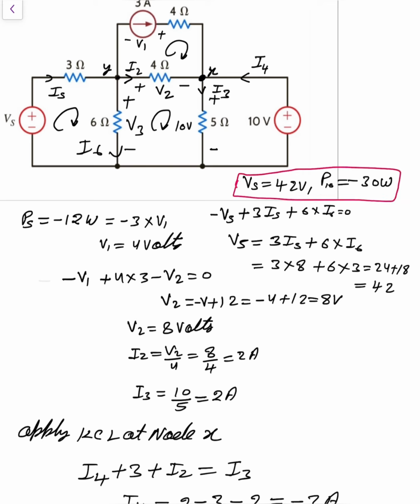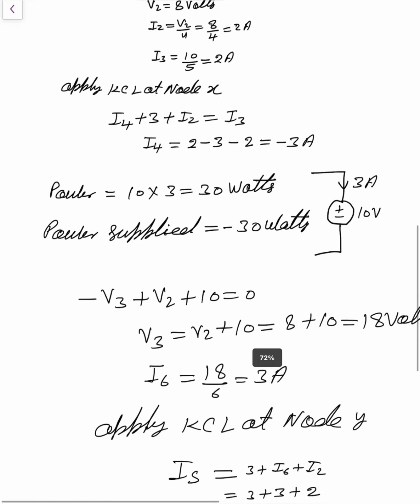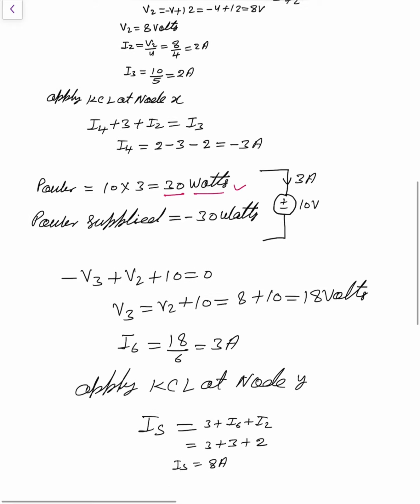If anyone faced a doubt, then tell me, I will discuss again. See very carefully, one by one. Here the point to be noted is that the power absorbed is 30 watt, but according to the question, what about power supplied? Power supplied is basically minus of power absorbed, so that's why we write minus 30 watt. Clear or not?